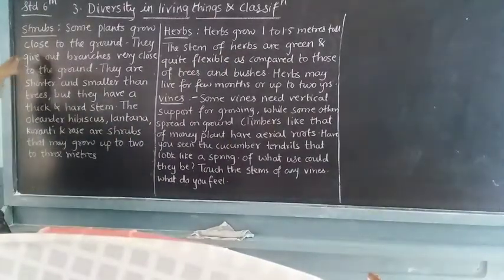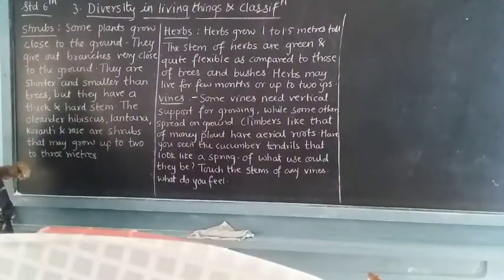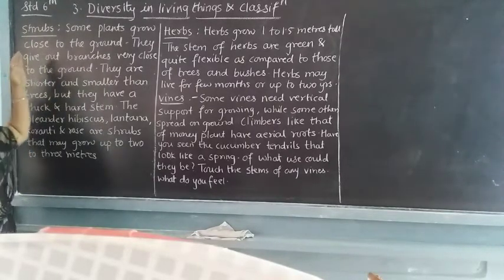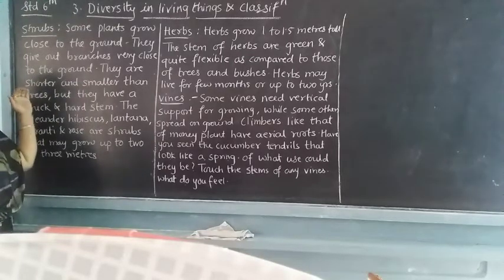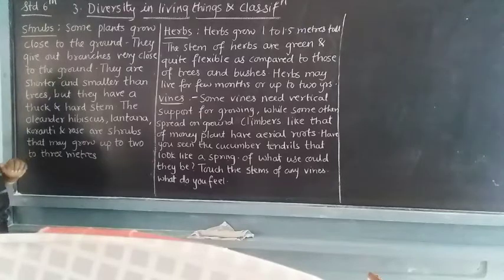Some plants grow very close to the ground. They give out branches which are very close to the ground. What are these shrubs? These shrubs are shorter and smaller than the trees, but they have a thick and hard stem.